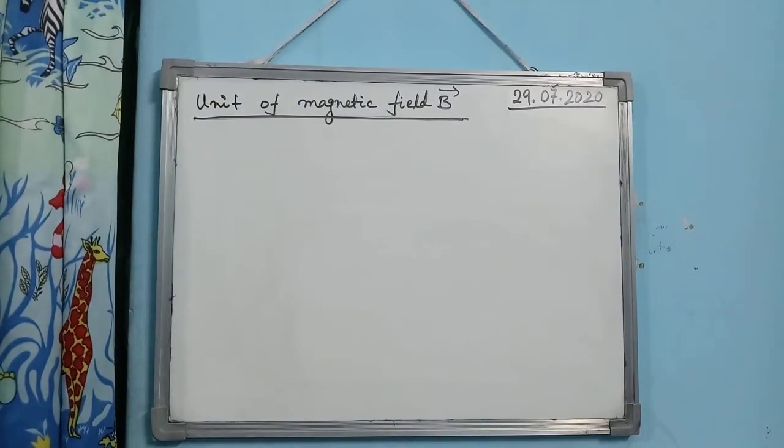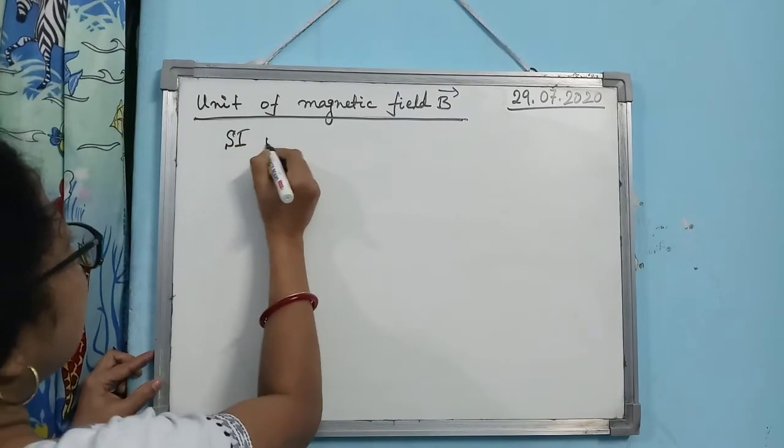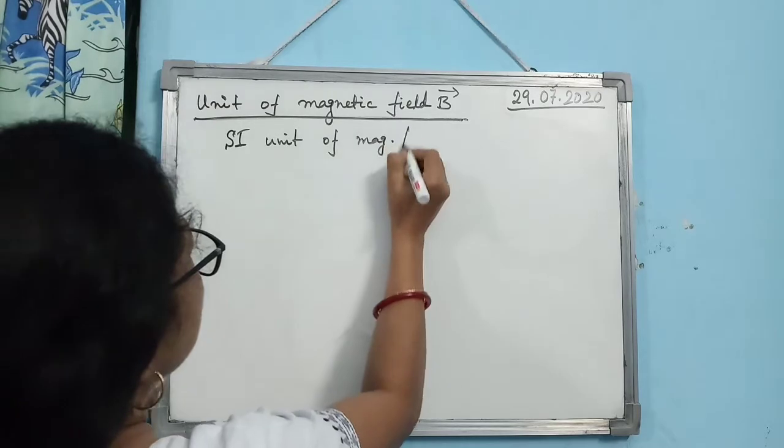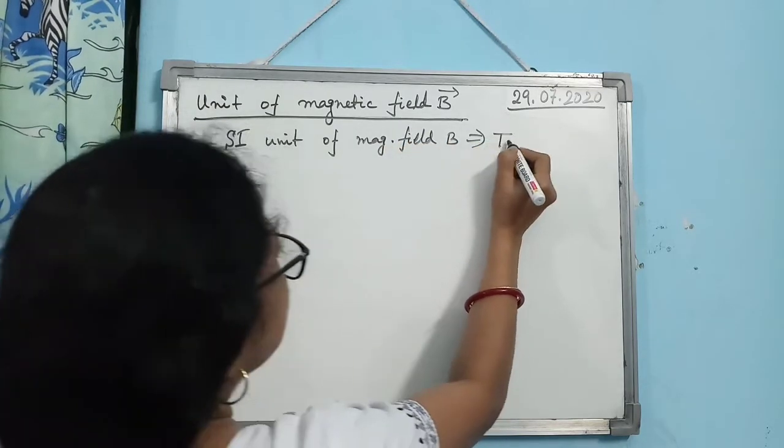Now, the unit of magnetic field B. The SI unit of magnetic field is Tesla. What is the SI unit of magnetic field B? It is Tesla.